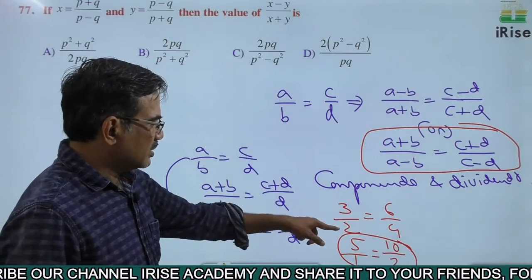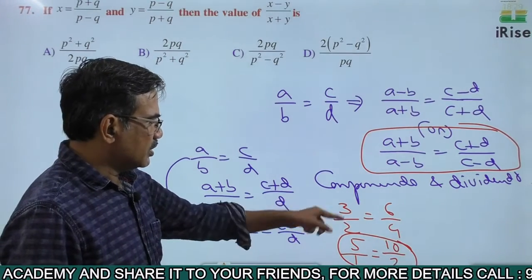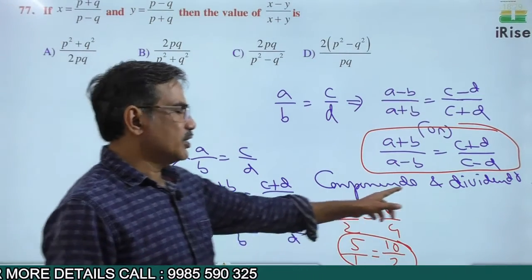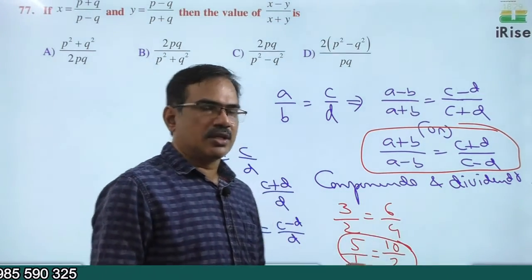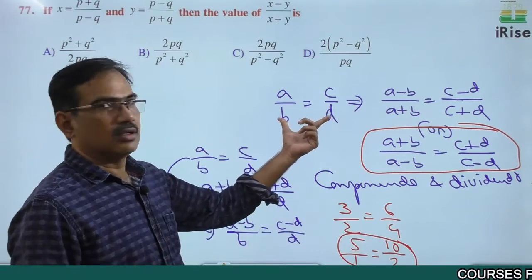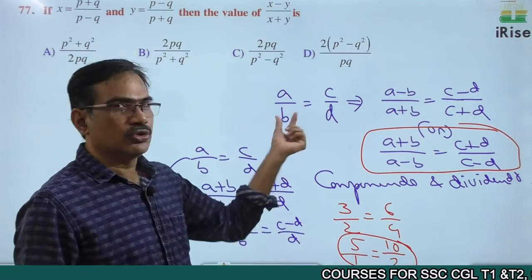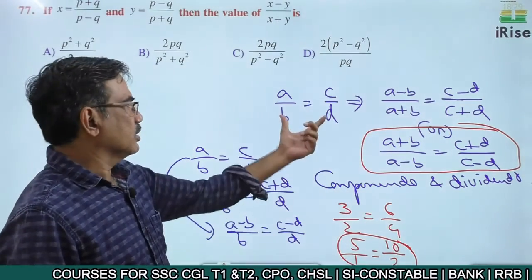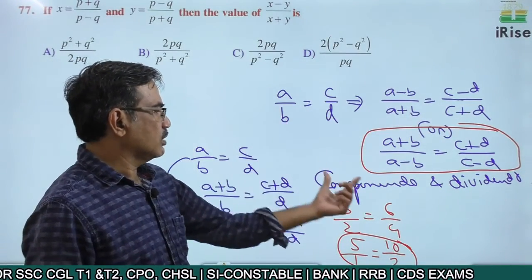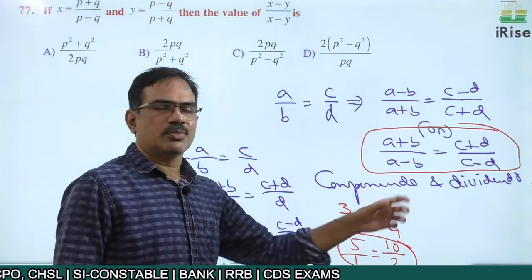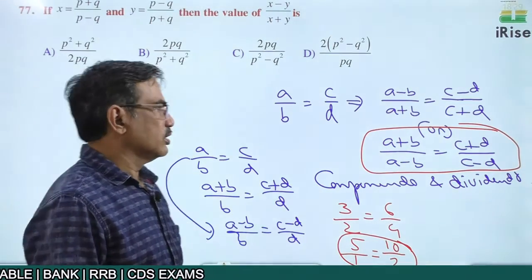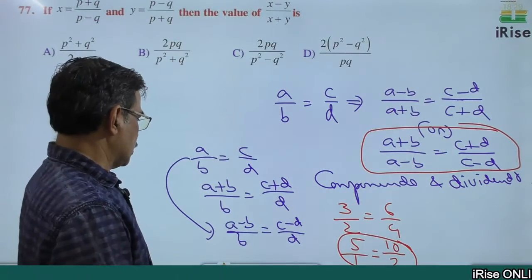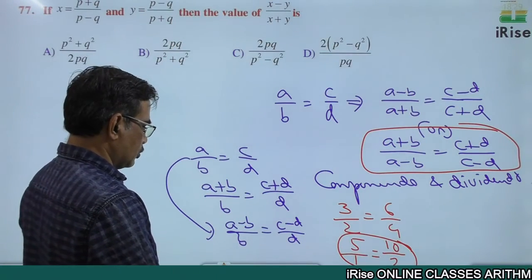Okay, (c plus d) by (c minus d), (a plus b) by (a minus b). Actually, this componendo and dividendo rule is applicable if two ratios are equal, meaning they are in proportion. Okay, if two ratios are equal, then we can use the componendo and dividendo rule. So I want to use this rule to get the answer for this question. See how to solve this question.